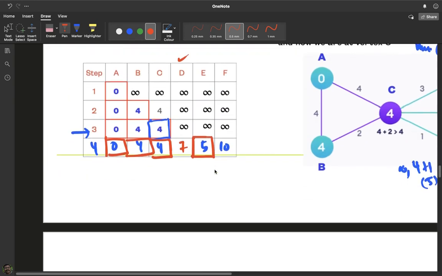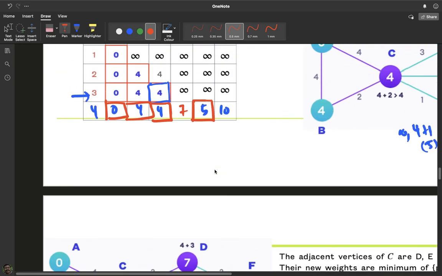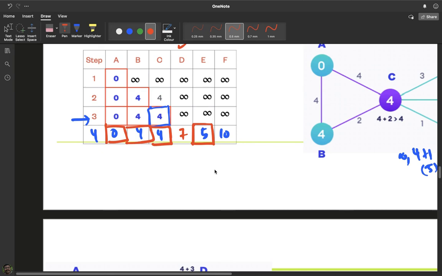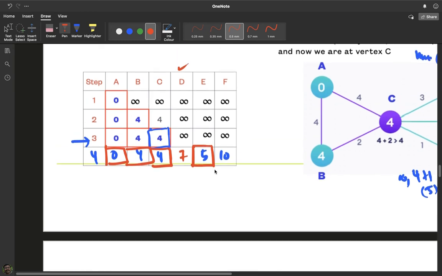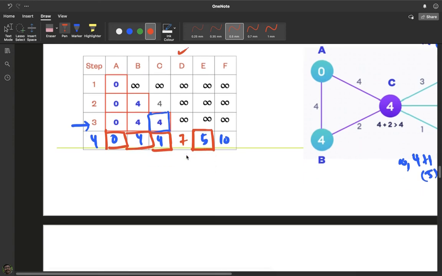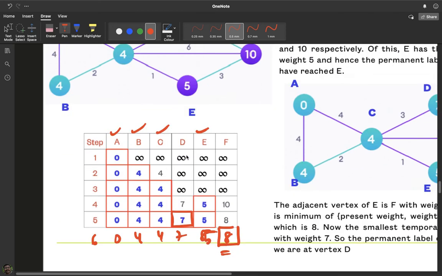So like this you will complete the table. Always remember, at each step you have to check those vertices having the minimum weight. Only that will be given the permanent weight now. Once you give permanent weight to that vertex, your next step should proceed from that vertex. Here, because I had made a mistake, you have to be careful there. So that's it. It's a very simple thing.